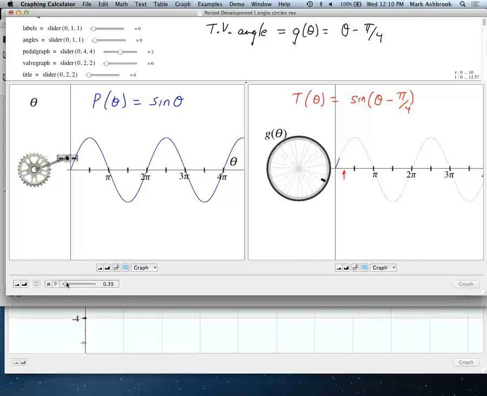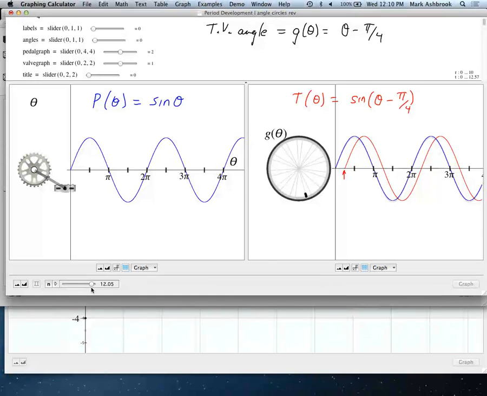So let's do it. I'm going to turn it on now. It's not going to start. Watch the tire valve. It's not going to start until now. Now it starts, and that's when theta is pi over 4. So now it's making its first cycle. So what you need to see is that the red graph shifted to the right is the tire valve making its cycle later. It's lagging behind the angle of the pedal by pi over 4. And that's why it's to the right, because for increasing theta, it comes after.